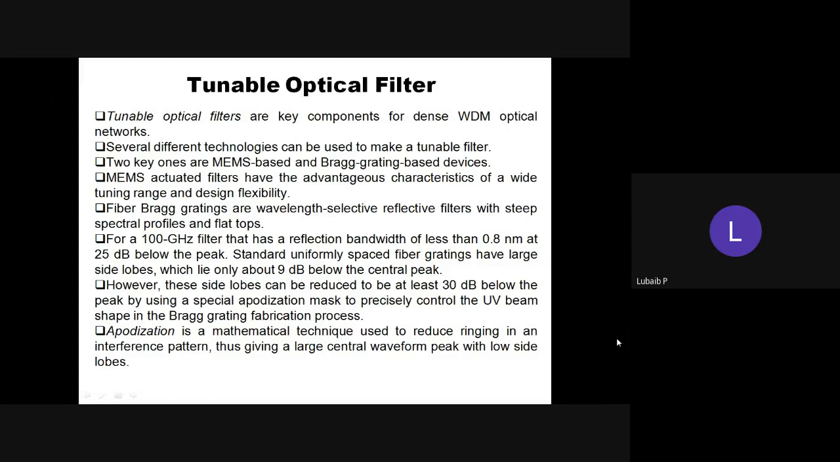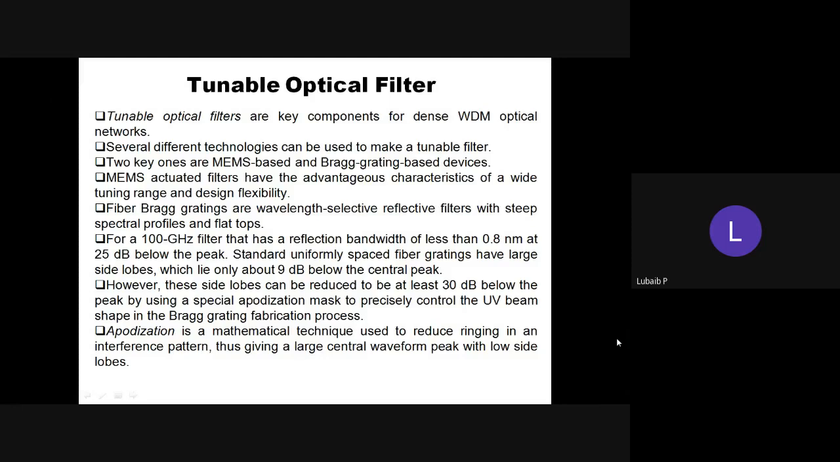Several different technologies can be used to make a tunable filter. The two key ones are MEMS based and Bragg grating based devices. I think all of you are familiar with the term MEMS. MEMS actuated filters have the advantageous characteristics of a wide tuning range and design flexibility. Fiber Bragg gratings are wavelength selective reflective filters with steep spectral profiles and flat tops. These are the important things regarding MEMS based filters and fiber Bragg based filters.